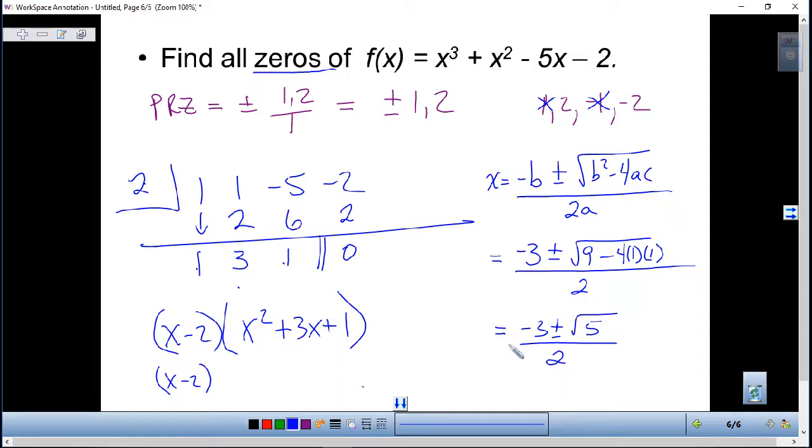And how many numbers do I actually have there? Remember, I have 2. I have negative 3 plus the square root of 5 and negative 3 minus the square root of 5, all divided by 2.